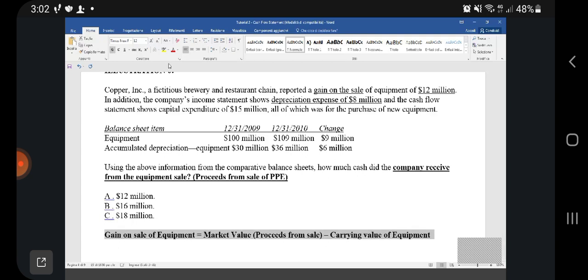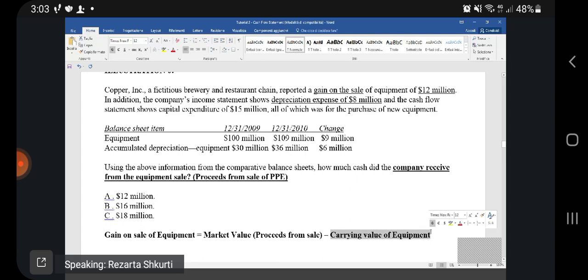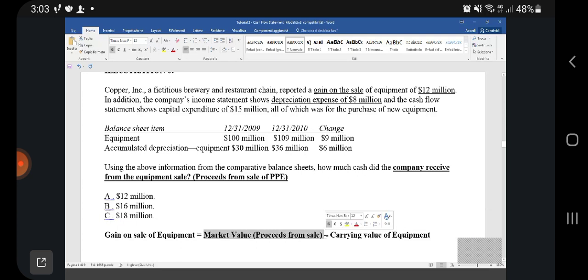How do you know that? It's something that you should have studied in your previous courses in accounting. Now we have the gain on sale. Yes, we have that. The gain on sale is 12 million. Do we have the carrying value of equipment? No, we don't have that, so we have to calculate the carrying value so we can find out how much is the market value or the proceeds from sale. How much did the company receive from selling this equipment?